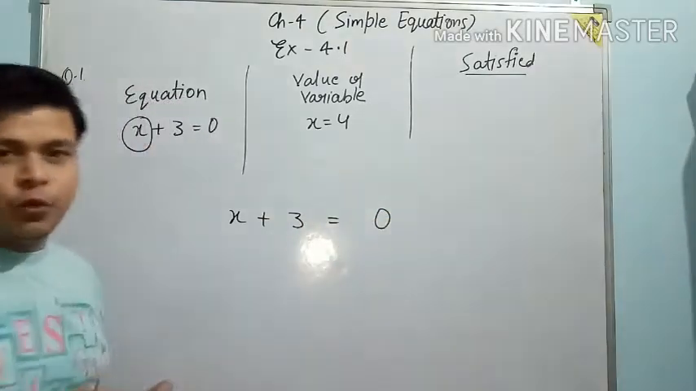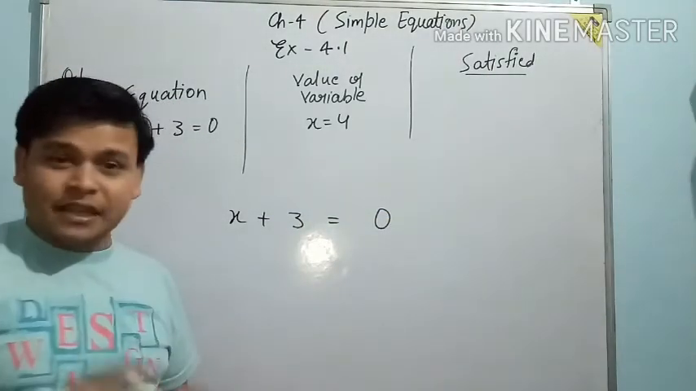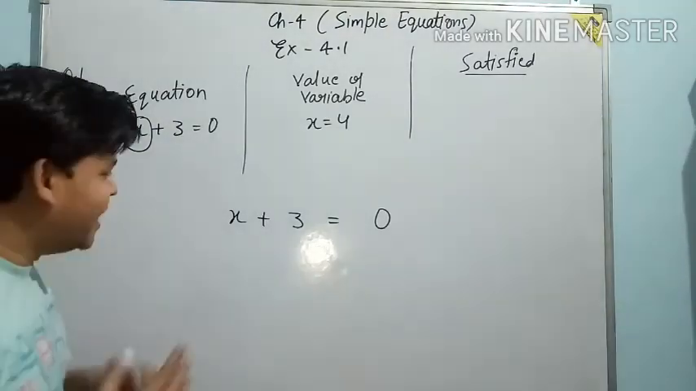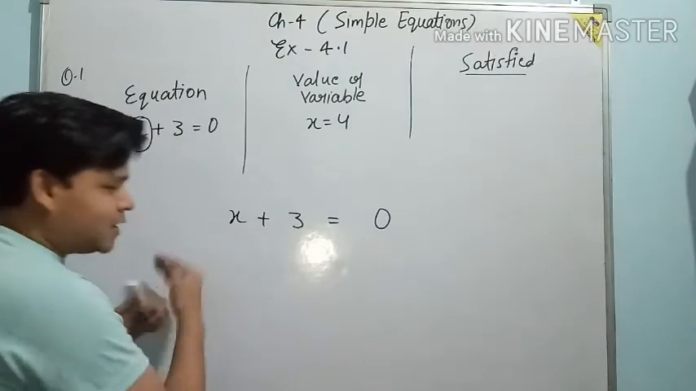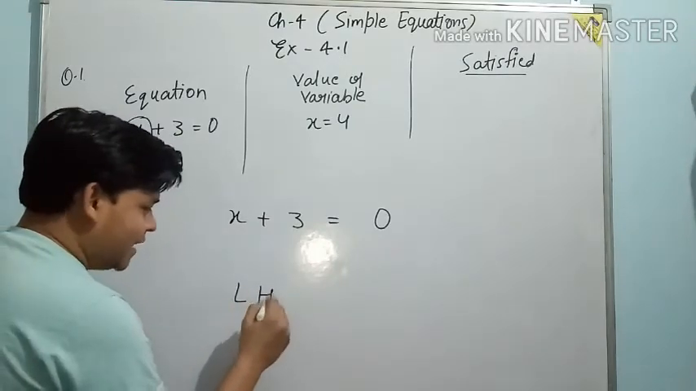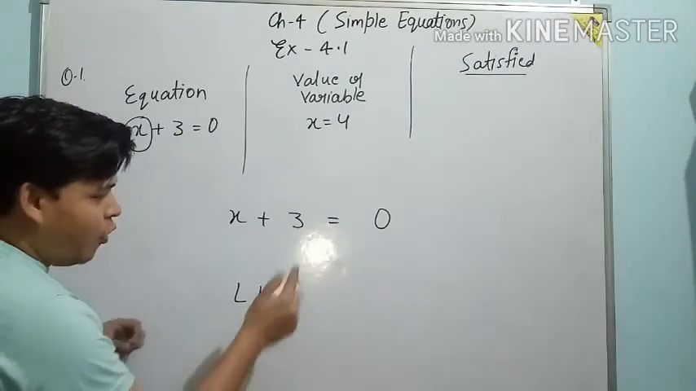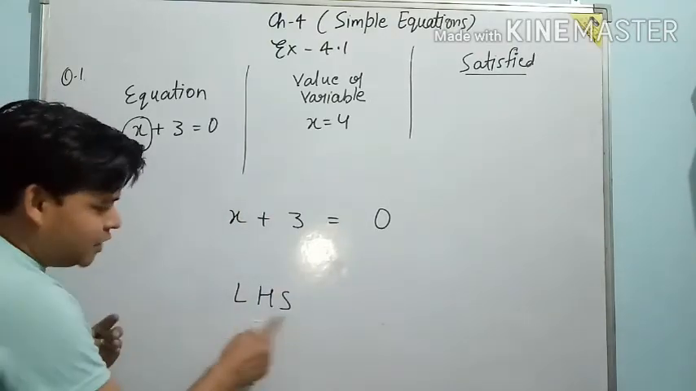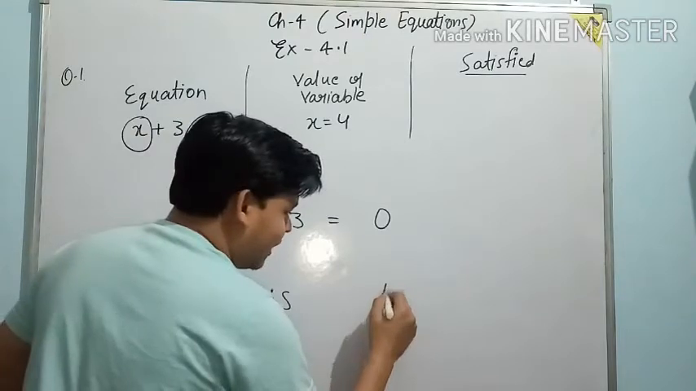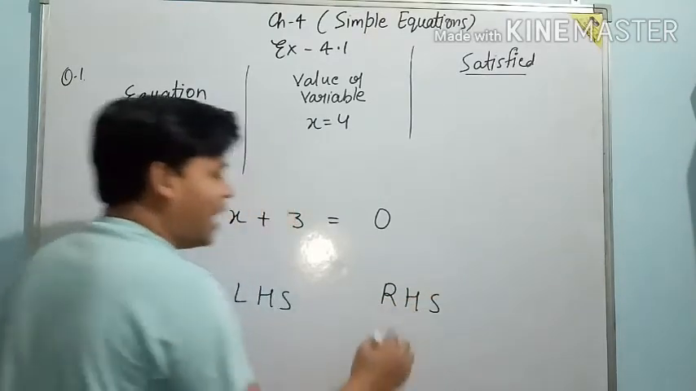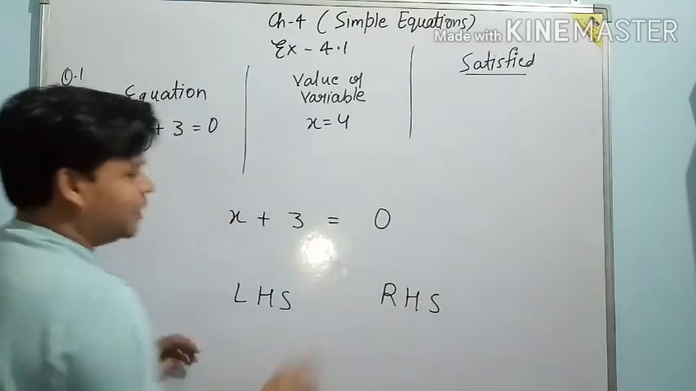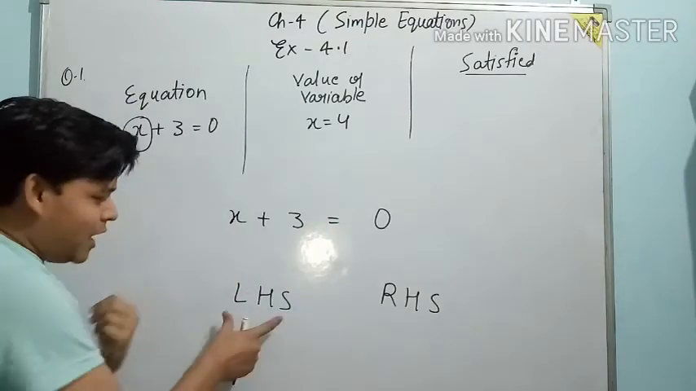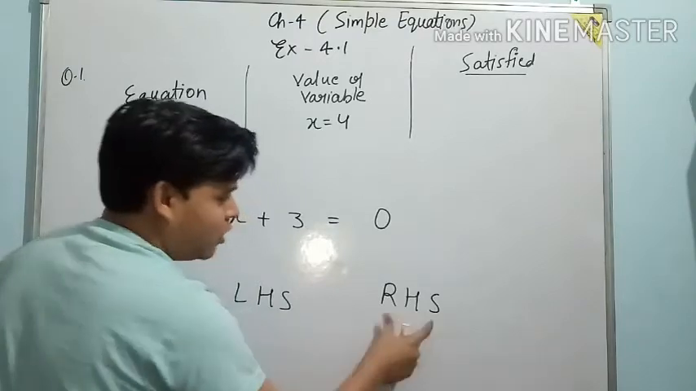So first of all you need to understand that an equation has basically two parts. One is LHS and another one is RHS. LHS means the left hand side of the equal sign, यानी equal sign के left hand का जो portion है that is called LHS, and the portion of the right hand side is called RHS, that means right hand side. So this side of the equal sign is called LHS, and this portion is called RHS.